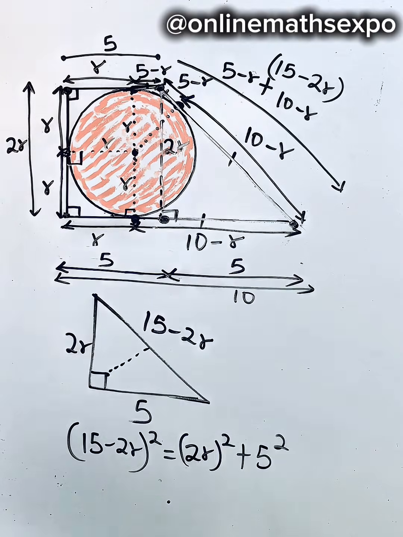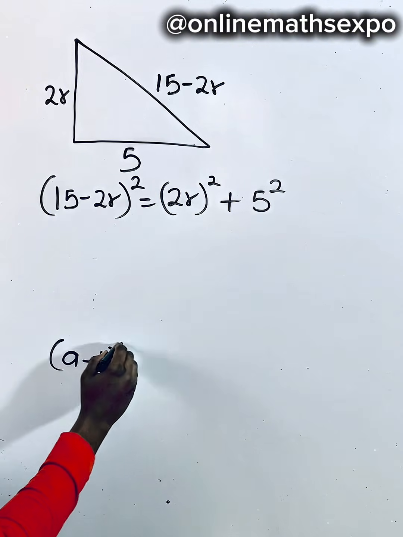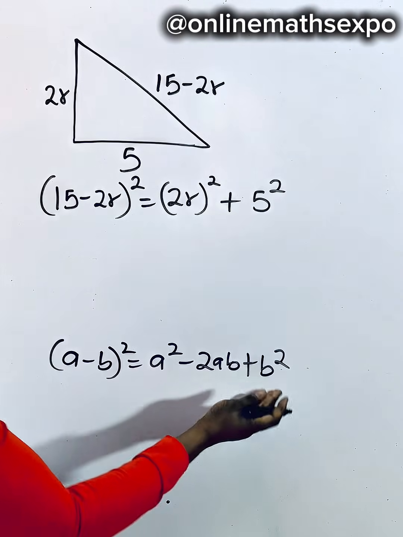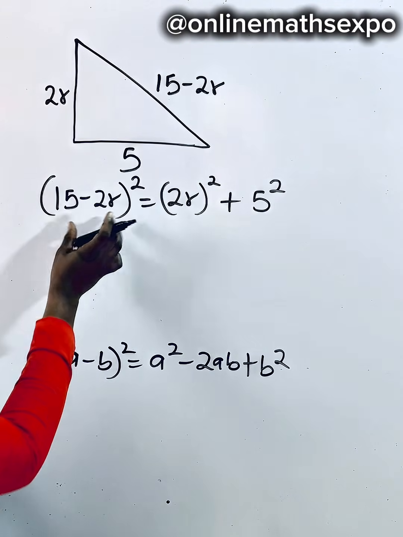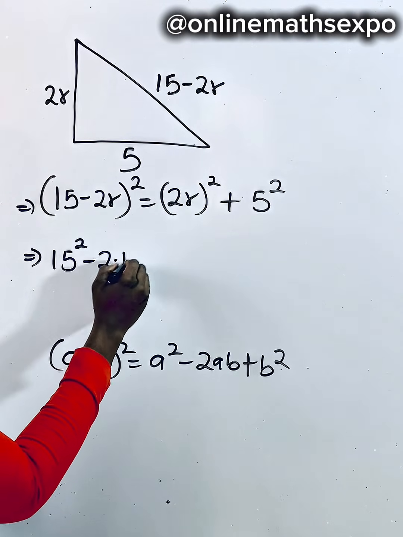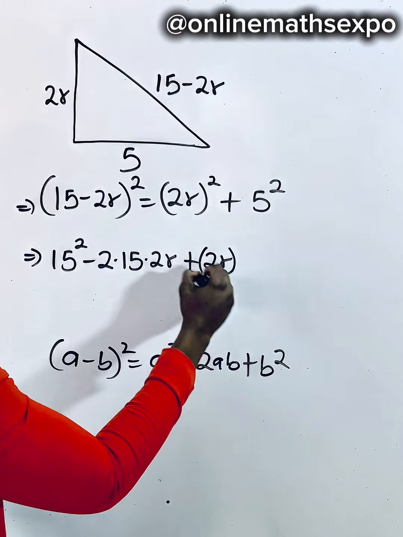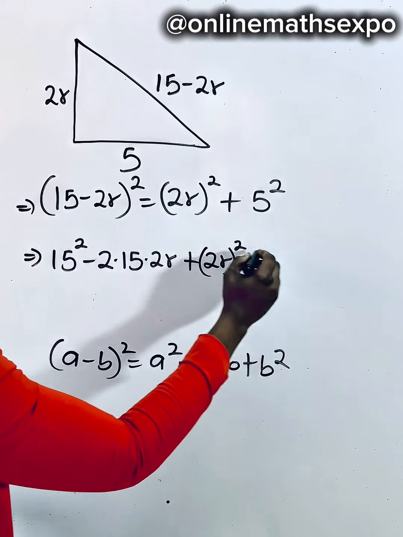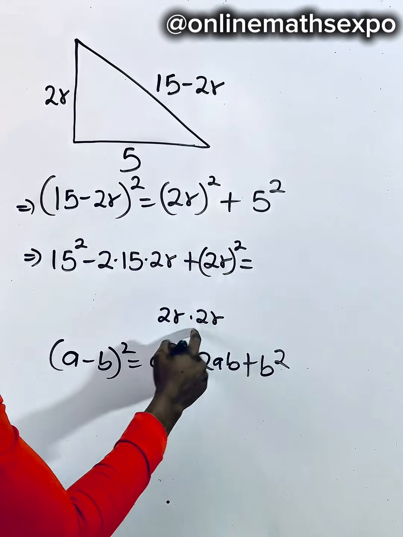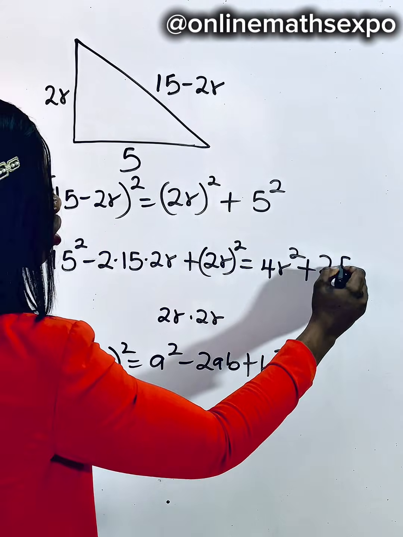Let's simplify this together. Remember to expand this. For every (a minus b) squared, it's always a squared minus 2ab plus b squared. Apply this algebraic identity here. This gives us 15 squared minus 2 times 15 times 2r plus (2r) squared is equal to, for this, (2r) squared means 2r times 2r, and that gives us 4r squared. Then plus 5 squared gives us 25.